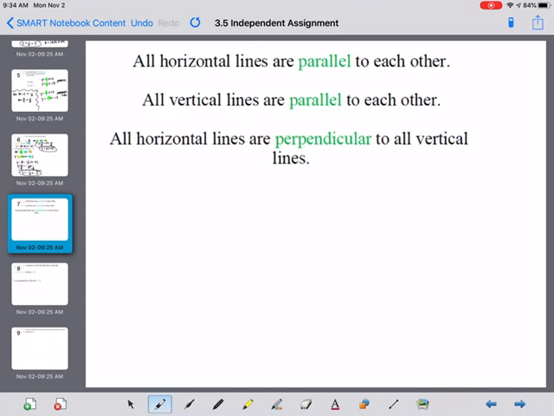All horizontal lines are parallel to each other, and the way that we can write the equation of a horizontal line is y equals some constant. So for example, y equals 4 is the equation of a horizontal line. All vertical lines are parallel to each other, and the way that we can write the equation of a vertical line is x equals some number, such as x equals 4. All horizontal lines are perpendicular to all vertical lines.